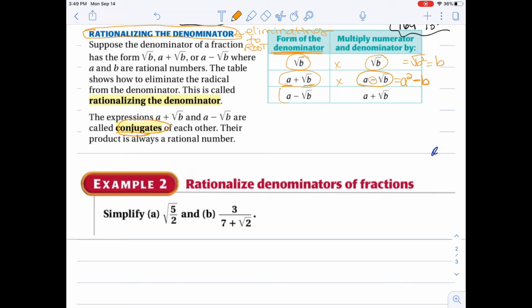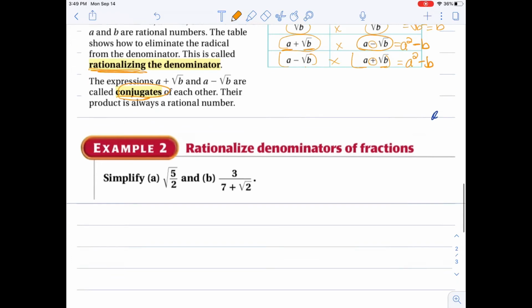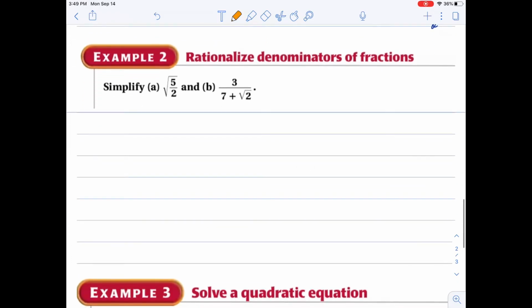Same thing here, if we have a minus the root of b in the denominator, the conjugate of that is going to be the same terms, but the opposite sign. If we multiply those and FOIL them, we end up with a squared minus b again. So we can't have roots in the denominator. So if we have a root in the denominator, we have to rationalize the denominator. So let's practice that.